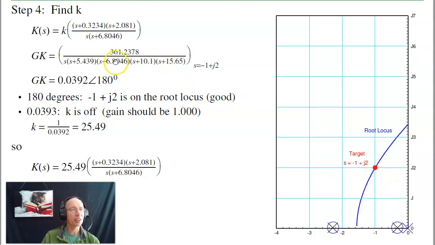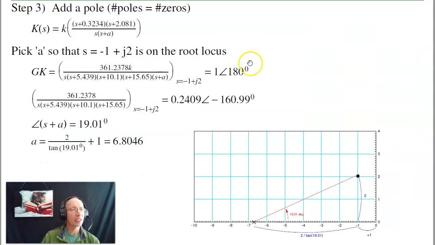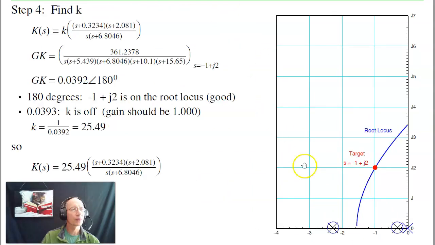If it's not on the root locus, you made a mistake, and typically what happens is you forgot to add that 1. But as a check, it's got to add up to 180. This one does, but the gain's wrong. At any point on the root locus, G times K is 1. To fix the gain, that's where K comes in. K is whatever it takes to make the gain 1, or 1 over 0.0392. K should be 25.49. So here's my compensator.